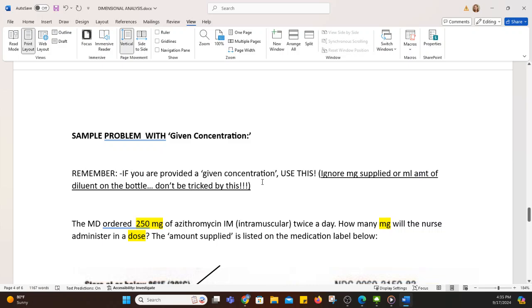So let's take a look at this. The doctor ordered 250 milligrams of azithromycin intramuscularly twice a day. How many milligrams will the nurse administer in a dose? And then it says the amount supplied is listed on the medication label today.